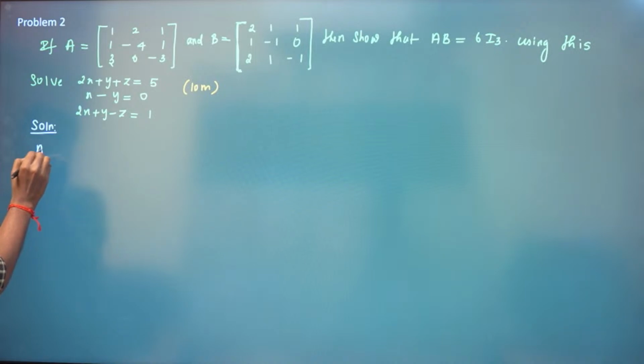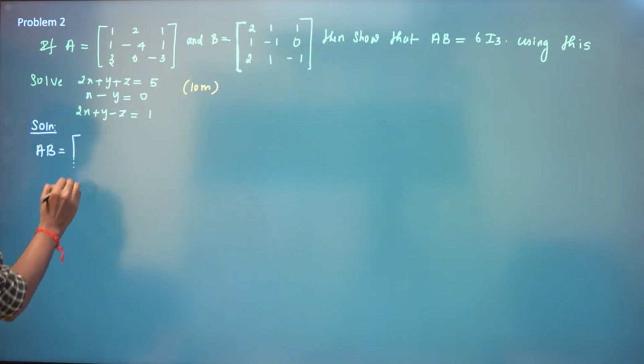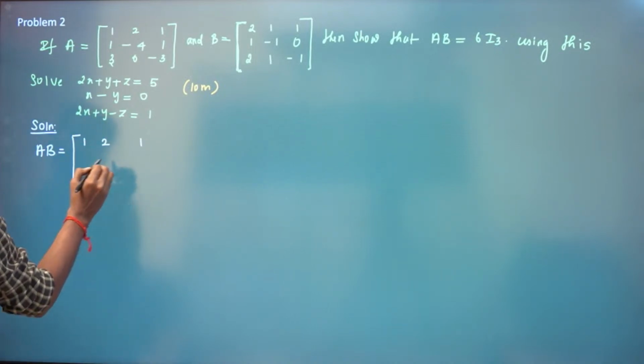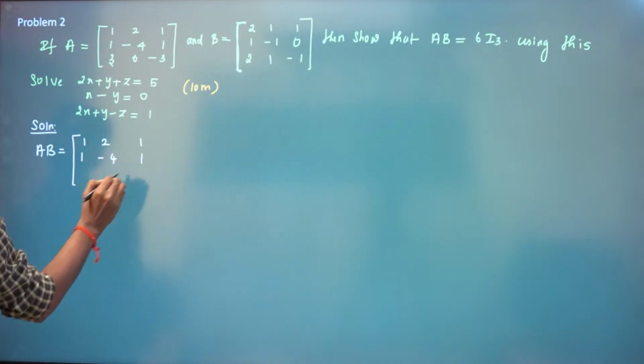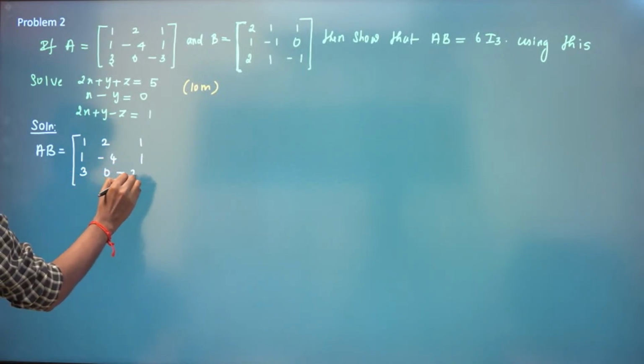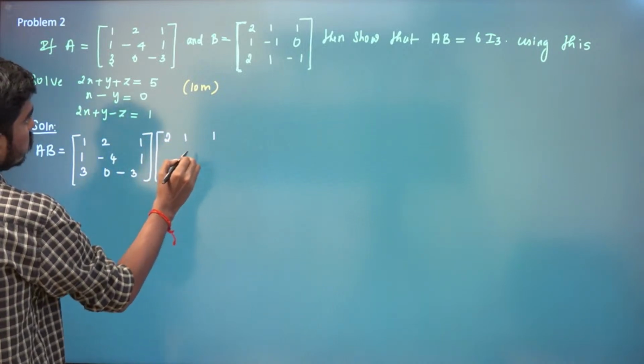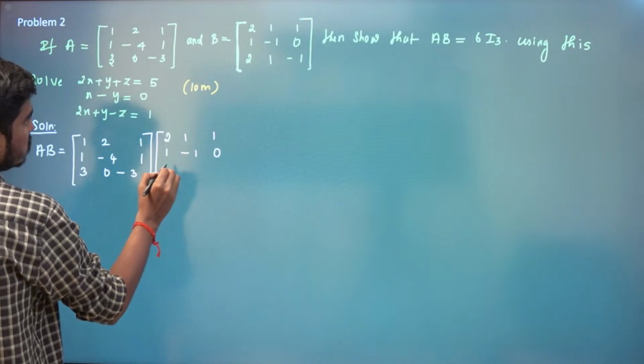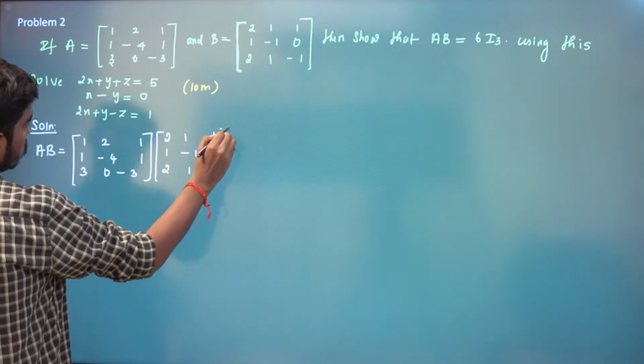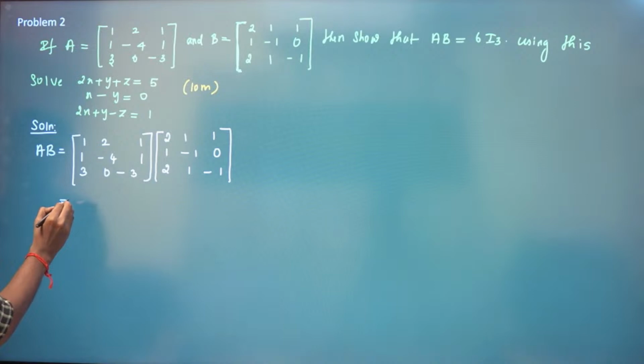Okay. So we need to find the product AB. So AB is [1, 2, 1; 1, minus 4, 1; 3, 0, minus 3] times [2, 1, 1; 1, minus 1, 0; 2, 1, minus 1], right? Now just multiply this.